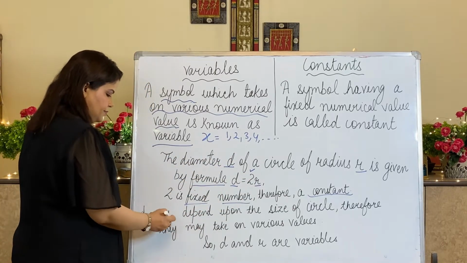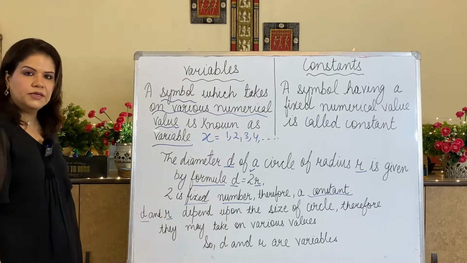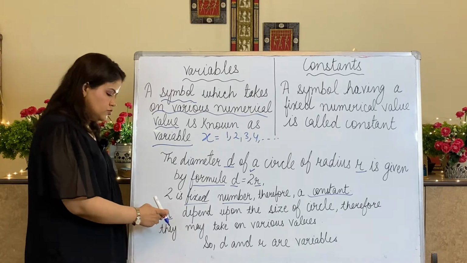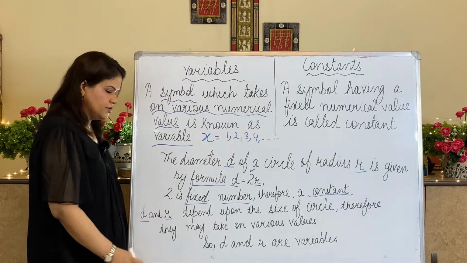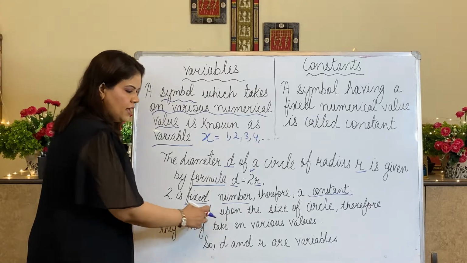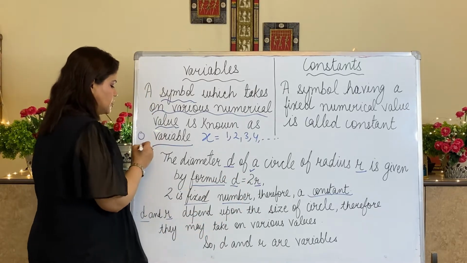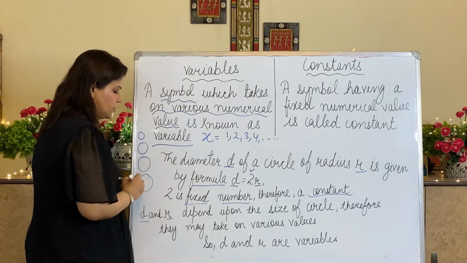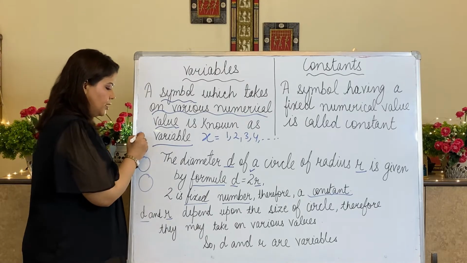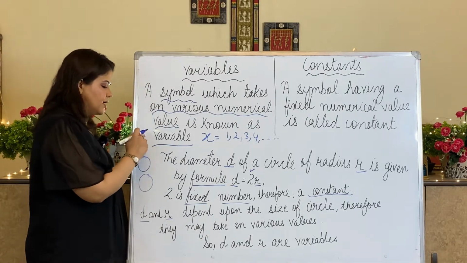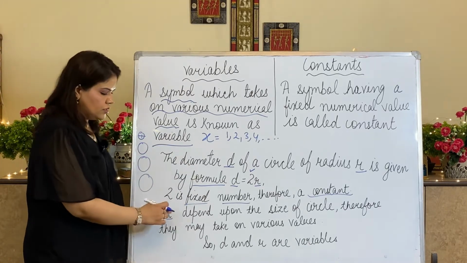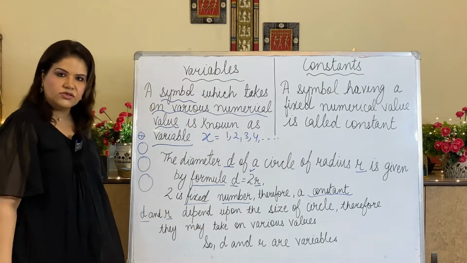d and r, these are two variables which I have taken in the form of English alphabets. Small d, small r, d for diameter, r for radius, depend upon the size of the circle. Therefore, they may take on various values. I can take a small circle, I can take a big circle, more than that, more than that. So 2 is remaining fixed in all cases. Diameter of this is twice the radius. So whatever will be the radius, diameter will be twice of it.